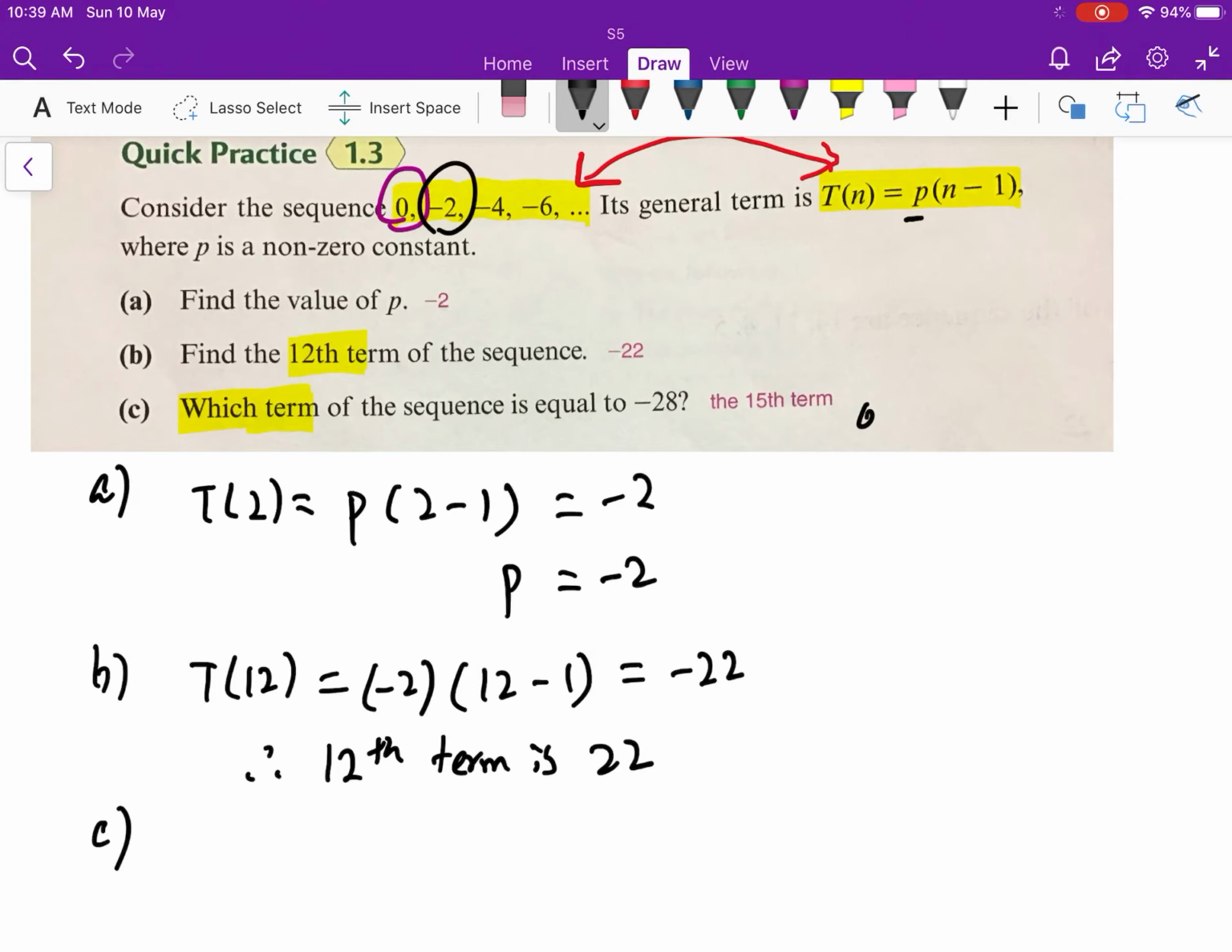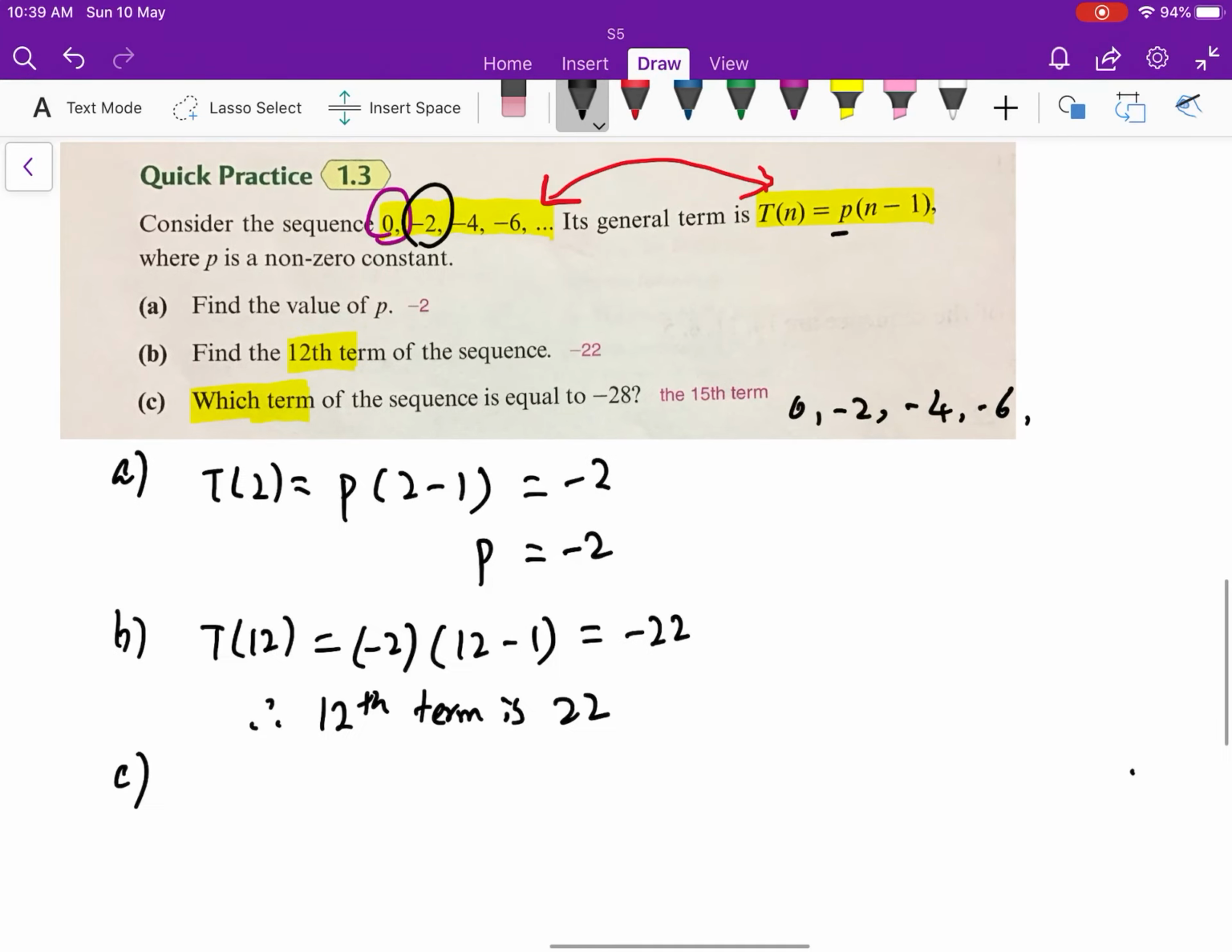Maybe we got 0, -2, -4, -6. Then I don't know where the term with -28 stands. I want to find out where it is. So you can see that this time the unknown is n, right? So that means you can't do any substitution.